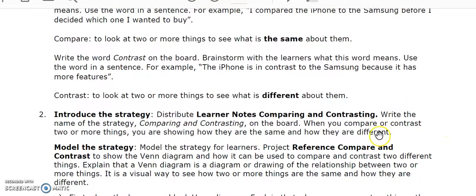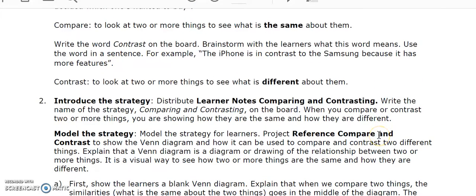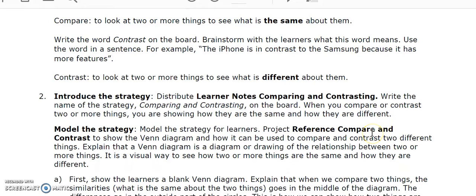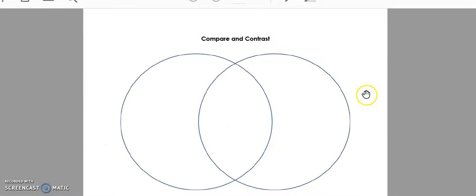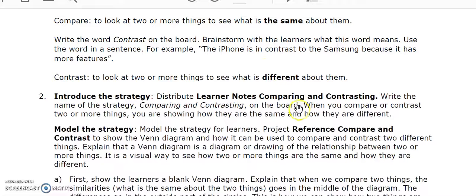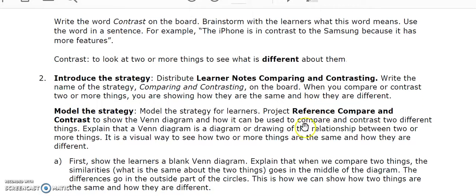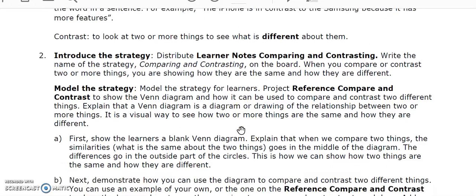The lesson plan then shows you how to model the strategy for the learners to demonstrate how they can compare and contrast two or more things using a Venn diagram. In the guided practice part of the lesson, you will demonstrate how to use the Venn diagram to compare and contrast everyday things such as school versus work or a paid job versus a volunteer job.